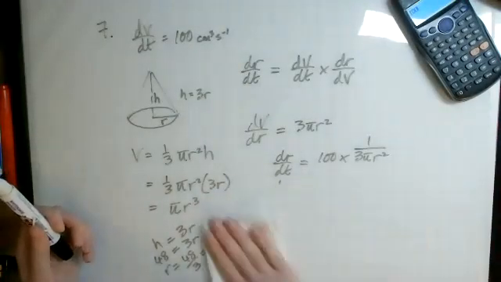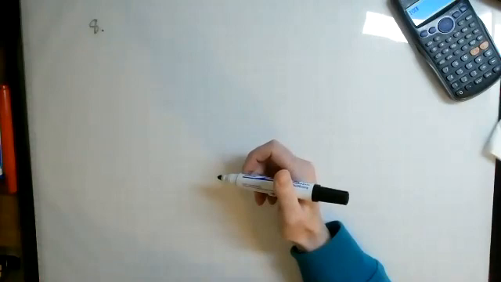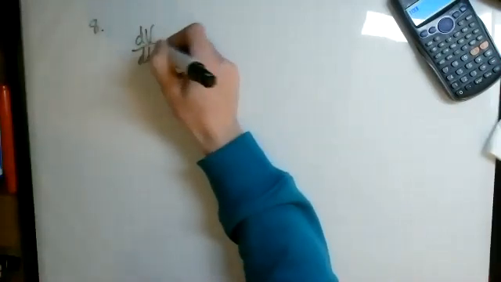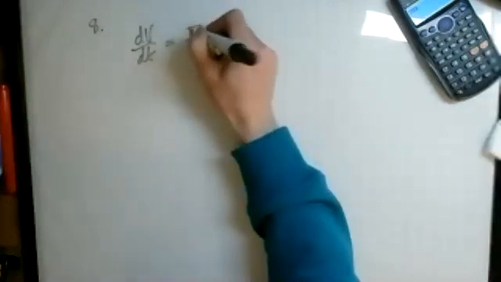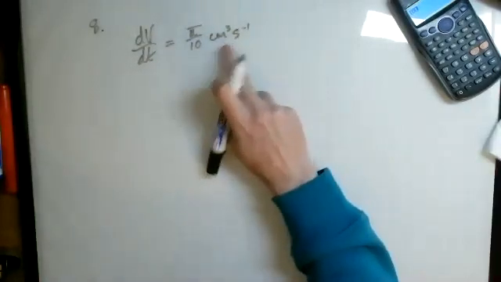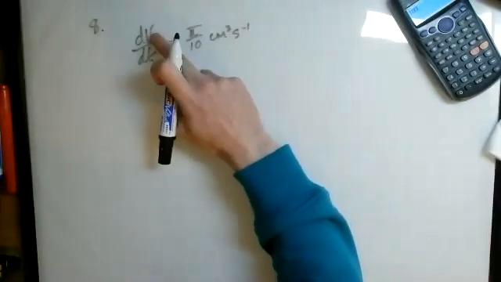Right, so the next question. Oil is dripping onto a surface at the rate of pi over 10 centimeters cubed per second. So this is dV/dt. The unit centimeters cubed means volume, centimeters squared means area, and just centimeters means radius or length of something. So what is dr/dt?